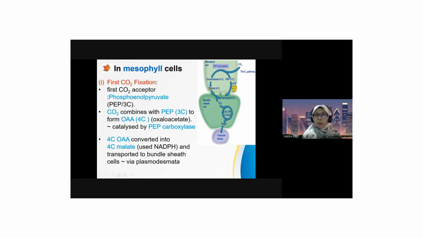This malate is then transported via the plasmodesmata. So this is one cell, another cell. There's a junction between the cells, which is known as plasmodesmata. So malate is transported to the bundle sheath cell via the plasmodesmata.